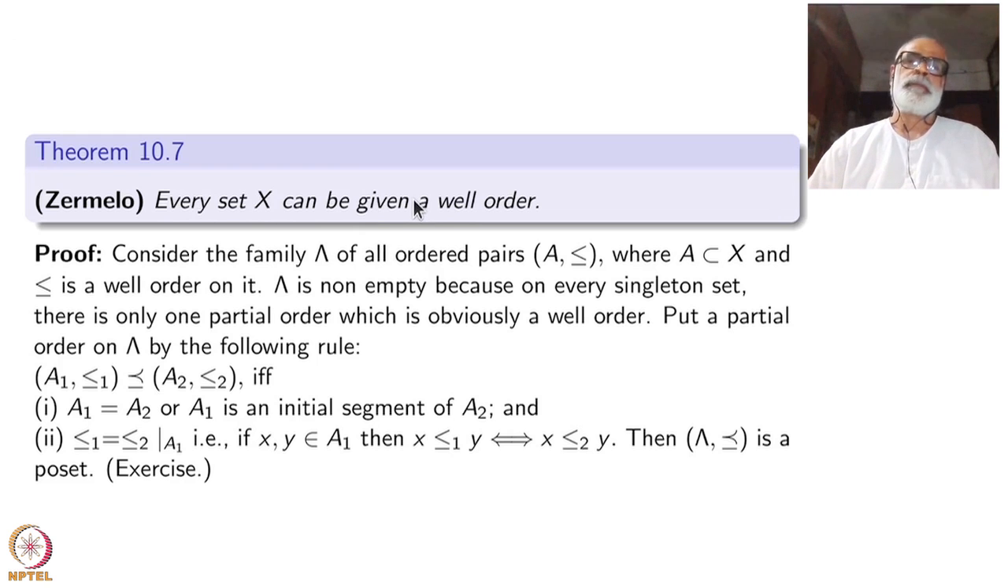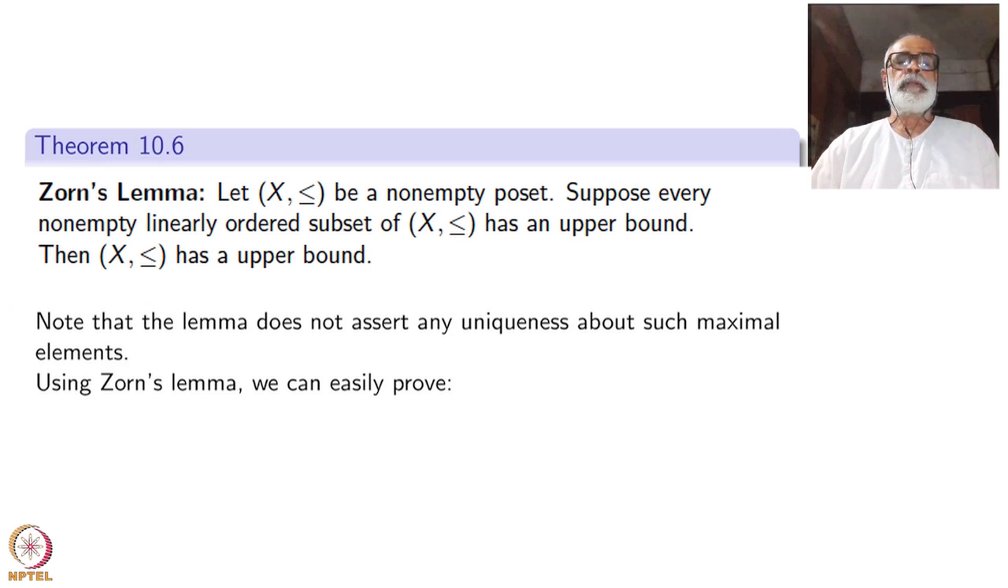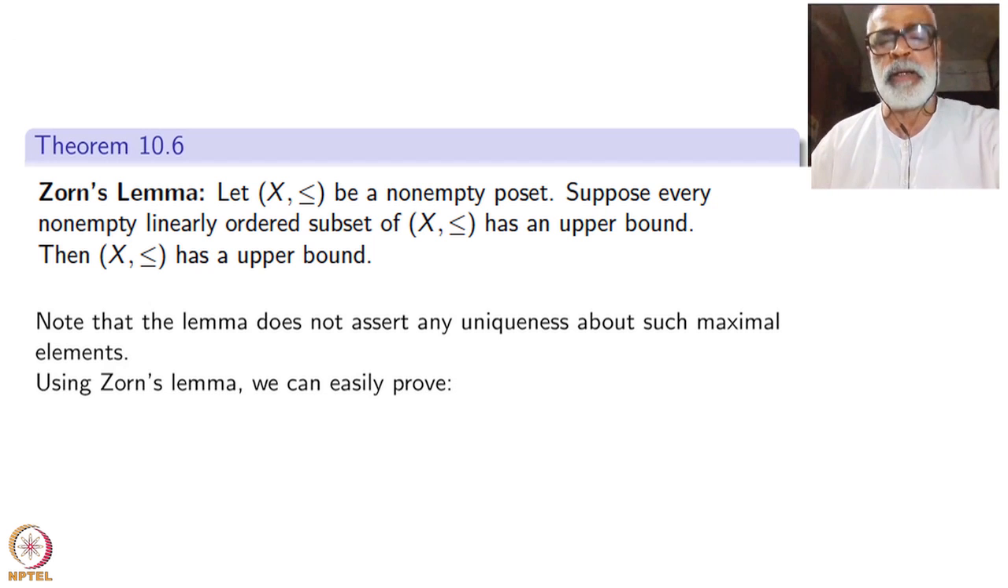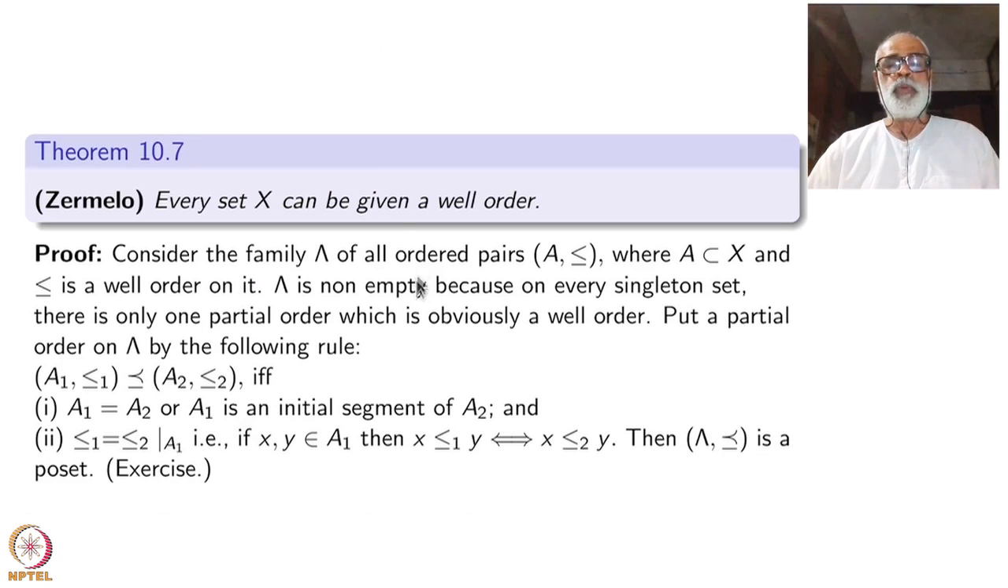To prove this, you can do it independently, but you will have to use the axiom of choice. That has to be there. There is no other independent proof as such, because Zorn's lemma and this statement are both equivalent to the axiom of choice. So we are assuming the axiom of choice in the background. But now what we will do is use this one to prove that one. That way our task will be simpler.